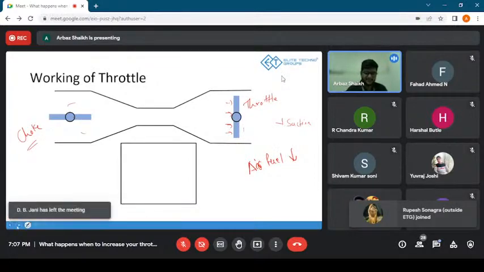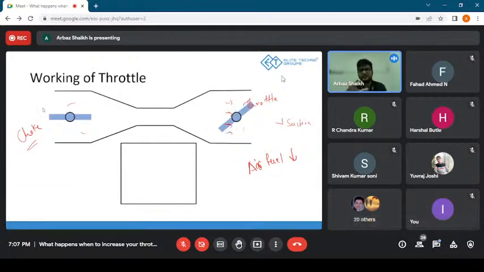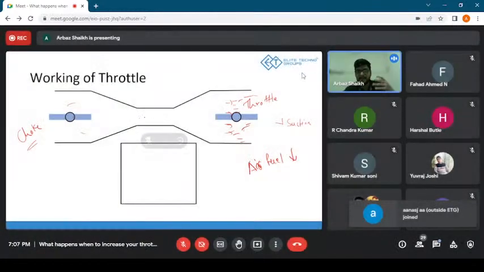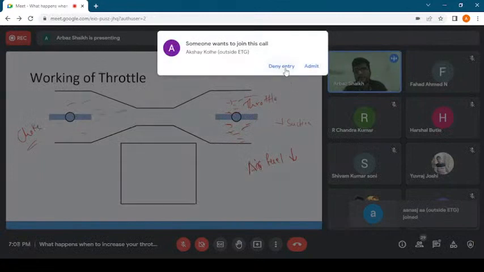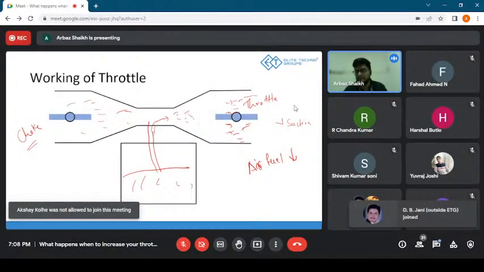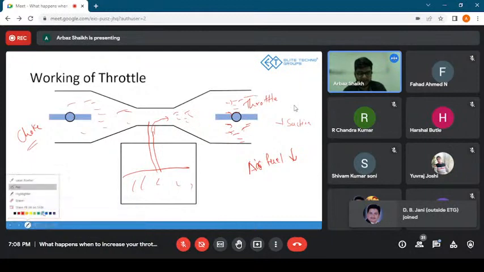So basically, what happens when you press the accelerator is the throttle turns, and this angle of turning depends upon how much accelerator you press. When you increase the throttle, the area through which the air can flow increases. If more air is flowing, more fuel will be sucked in from the bowl. Again, we have the fuel over here, so this fuel will be more, and with respect to that, the air will also be more.